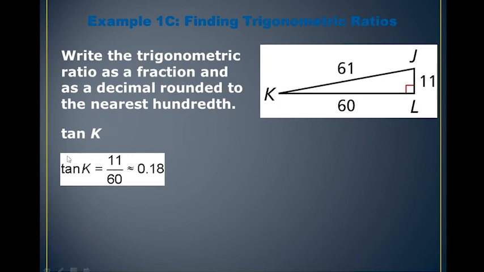Now we are finding tan K. If we are finding tan K, then KL will become the base, and JL will become the perpendicular, and the hypotenuse will remain as it is because that is basically opposite to this 90-degree angle. So tan was perpendicular by base, and the perpendicular is 11 and the base is 60, and the approximate answer will be 0.18.